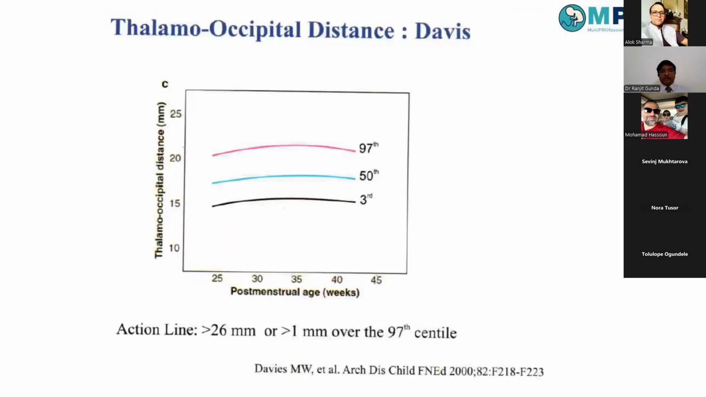Again, we have the nomograms from the Levene group. Again, the same: we have the 3rd centile, 50th centile, 97th centile. To describe it, either it should be more than 1 mm over the 97th centile, or the overall measurement more than 26 millimeters, which is above the nomogram here. Then the plan is to intervene or monitor closely, and we need further imaging, whether to drain or whether we need to take some sort of management action for this ventriculomegaly.